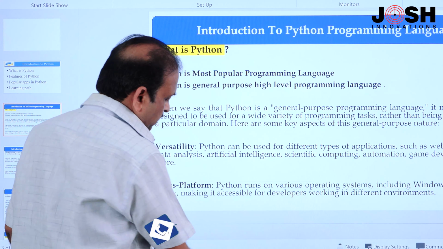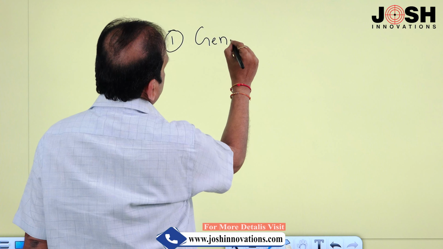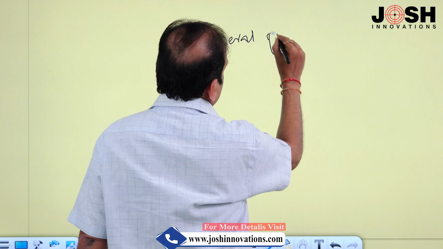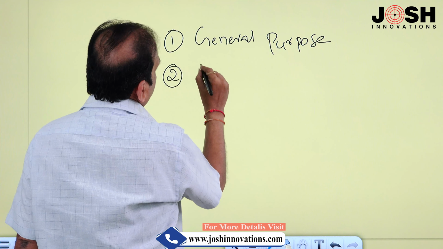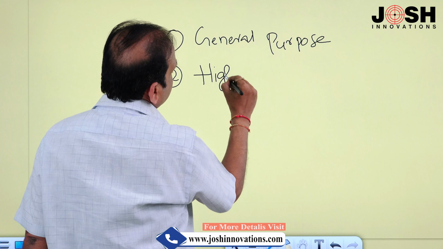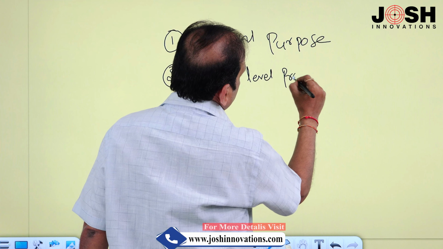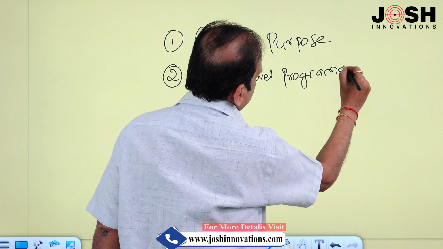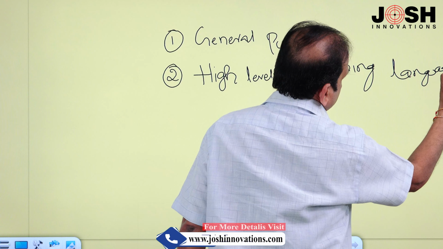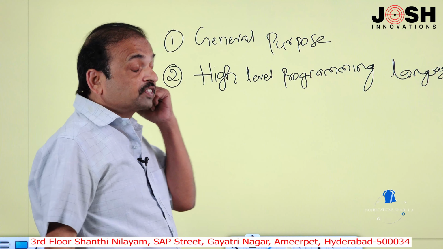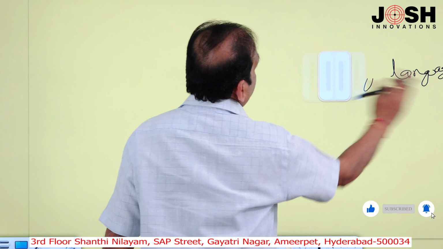There are two terms. Number one is general purpose, and number two, high level. We must understand what these general purpose and high level programming language terms mean. So first we learn what general purpose is. Generally means any area, you take any area.